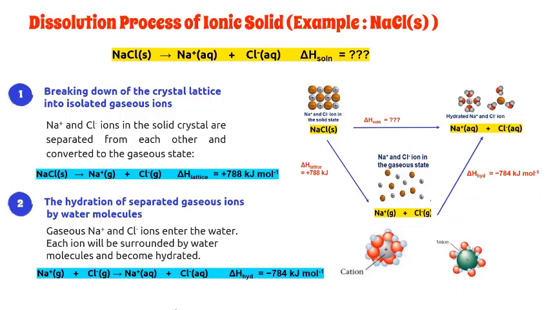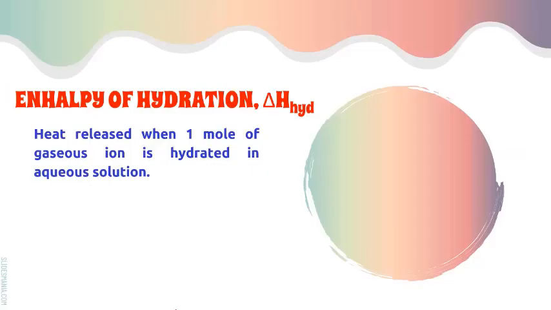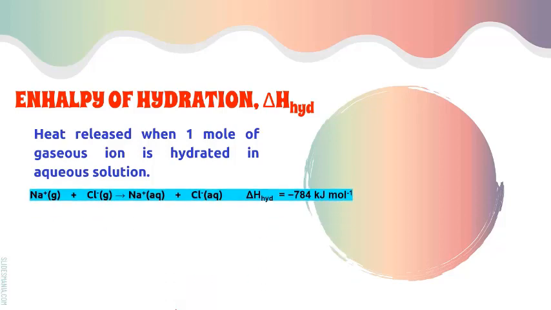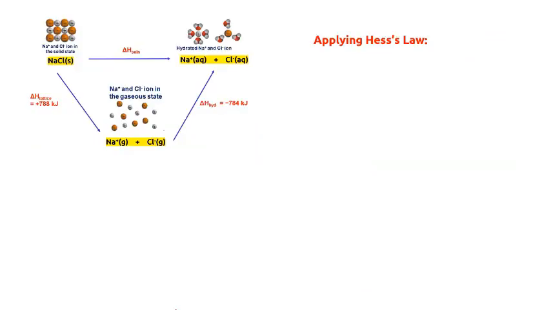The energy cycle diagram of the process of dissolution of sodium chloride is as follows. Enthalpy of hydration is defined as heat released when 1 mole of gaseous ion is hydrated in aqueous solution. By applying Hess's law, the enthalpy of solution is the sum of the lattice energy of sodium chloride and the enthalpy of hydration of chloride ions and sodium ions.